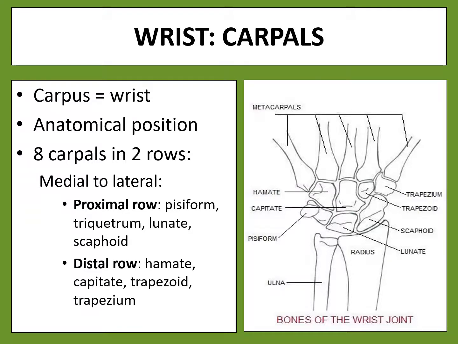Carpals that I want you to pay close attention to for this course would be capitate and triquetrum. Both of these will be areas that we will palpate and align a goniometer for measuring wrist range of motion. If you take notice, you can see that capitate articulates with the third metacarpal.